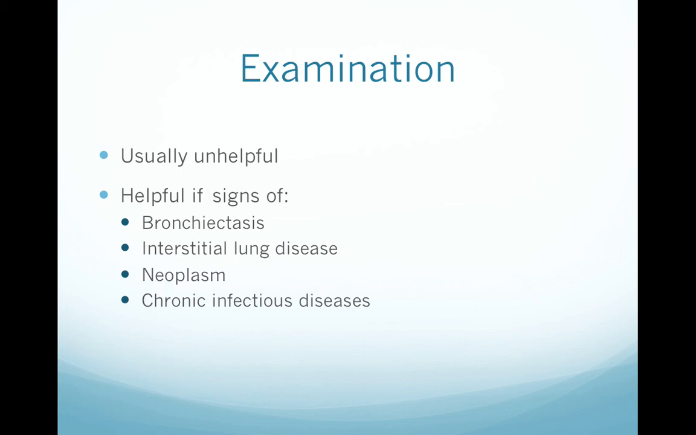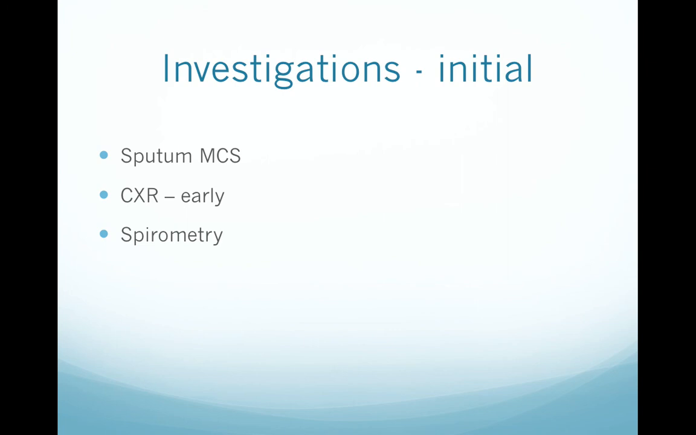Examination of the patient with chronic cough is usually unhelpful, but it can be a bit useful in pointing towards specific causes like bronchiectasis, interstitial lung disease, cancer or chronic infectious disease. And the 3 most important investigations to consider in these patients include a sputum MCS if the cough is productive, an early chest x-ray, which will usually be normal in these cases, however, will at least show any major pathology in the lungs, and spirometry testing, which these days is fairly easily arranged in most general practices.